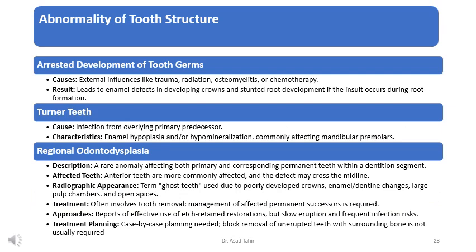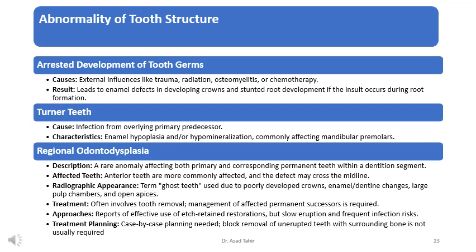Arrested development of tooth germs. Causes: external influences like trauma, radiation, osteomyelitis, or chemotherapy. Result: leads to enamel defects in developing crowns and stunted root development if the insult occurs during root formation. Turner teeth. Cause: infection from the overlying primary predecessor. Characteristics: enamel hypoplasia and/or hypomineralization, commonly affecting mandibular premolars.